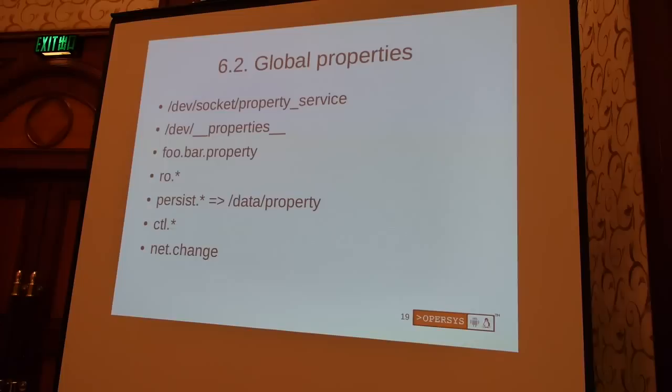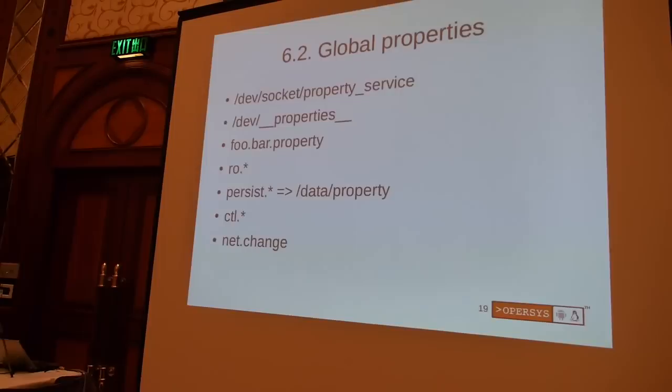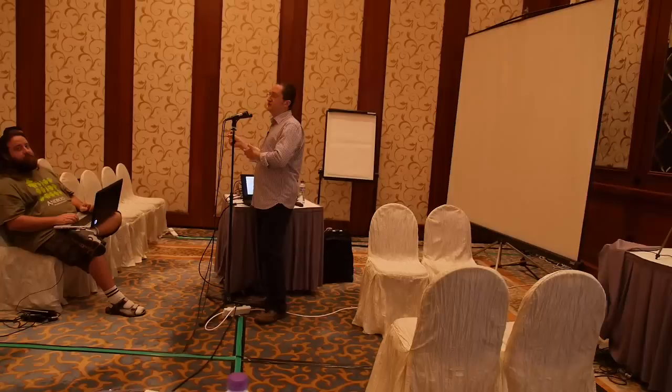So you have read-only variables, variables that are written to the file system, special variables, which aren't really variables, but actually commands to init. So when you do ctl.start and you give it a variable, it actually tries to start that service. Then you get net.change, which are the previous values of the networking configuration if you ever change the config. Sorry, I'm going very fast because we've got 10 minutes.